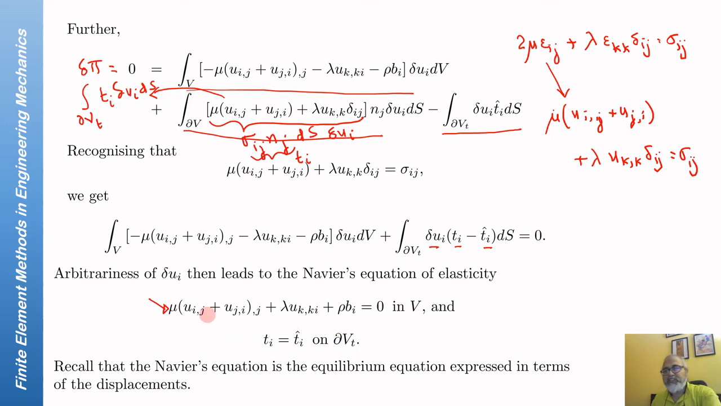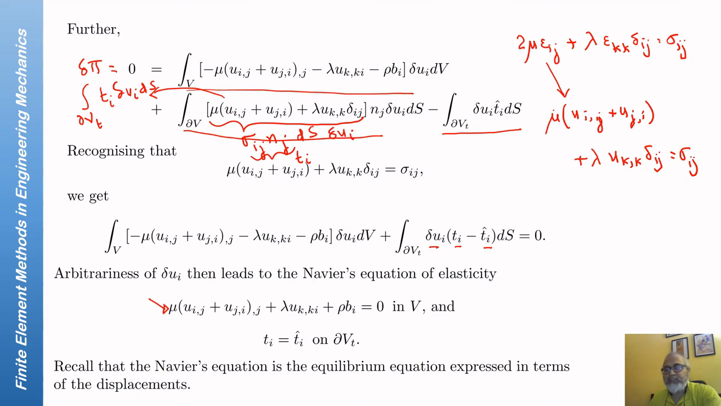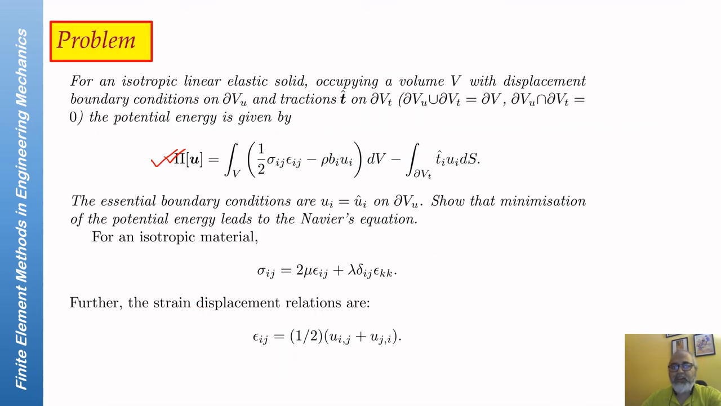So this completes a proof of the fact that if you start with the general expression for potential energy of an isotropic elastic solid, the Euler-Lagrange equation corresponding to that is actually the Navier's equation. So solving the Navier's equation for ui is exactly equivalent to finding a u which minimizes this potential, which represents the potential energy of the body.